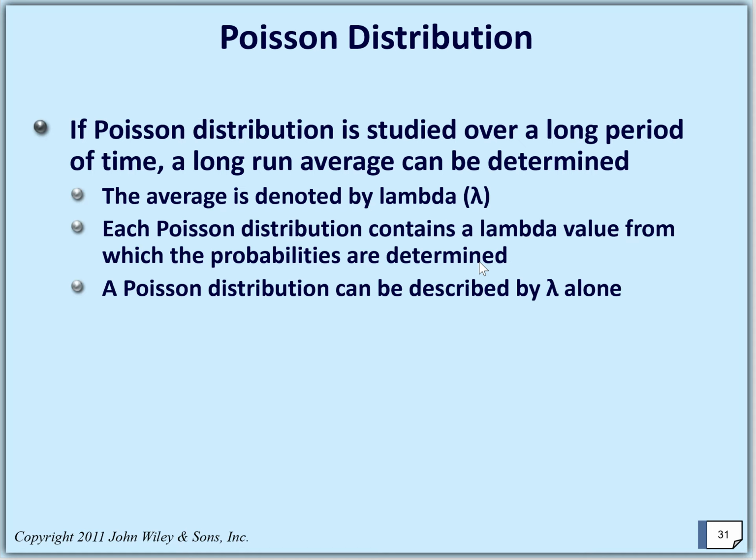Now, if a Poisson distribution is studied over a long time, a long run average can be determined. So the average is denoted by lambda. Each Poisson distribution contains a lambda value, which is the average from which the probabilities are determined. A Poisson distribution can be described by lambda alone. Okay.